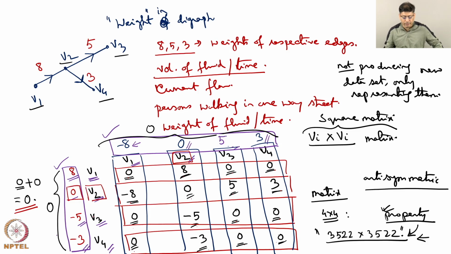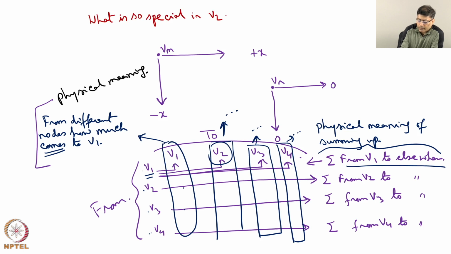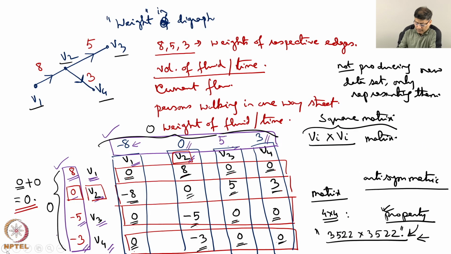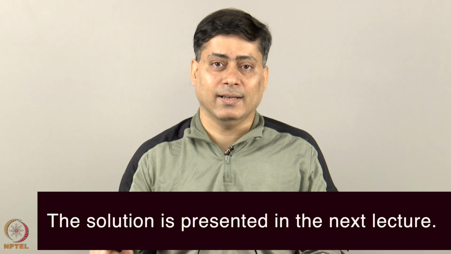What is the physical meaning of this V2? What is so special in V2? I am writing the question here. What is so special in the V2 vertex? To do that, again have a look at the graph and think about it. Stop the video for a while, try to find out the answer and then again start the video.